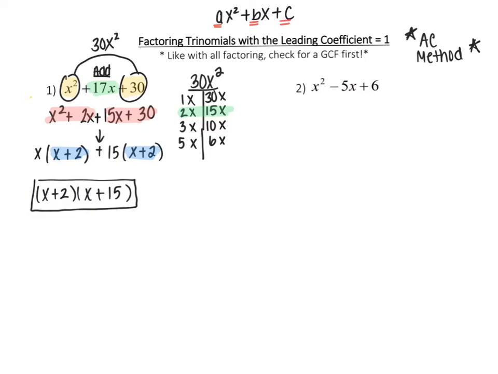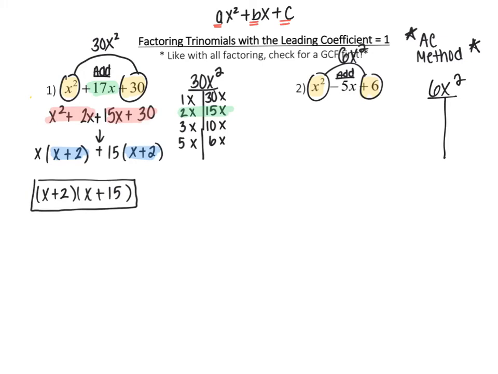So I noticed that there's no GCF, but what I'm going to do, like we did before, is multiply the first term and the last term. By doing so, we'll get 6x squared. And we want to write the factors of 6x squared that will add to this negative 5x.